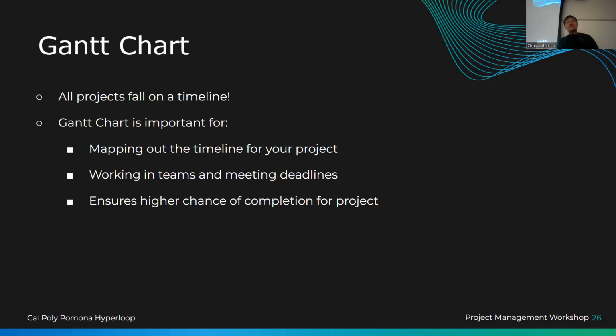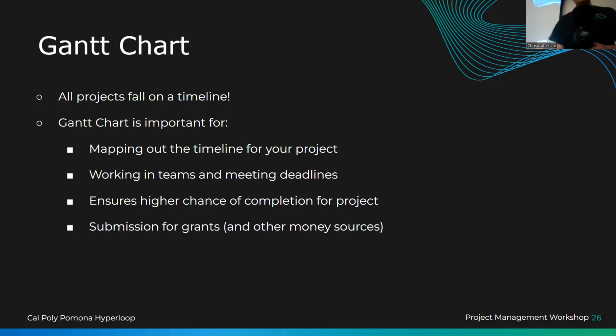It also ensures a higher chance of completion for the project. If you're prepared and reviewed, and you have a document showing that you have a set schedule for your project, it's more likely that you yourself are going to complete it, rather than just leave it on a table to dry. You can also use this for submission for grants. I've recently been applying for different grants, and they do ask for documents to support the feasibility of your project. Gantt chart is a good one to submit for that.